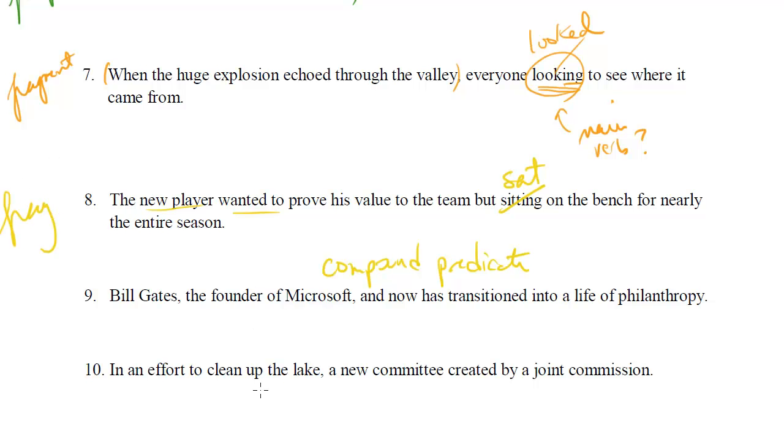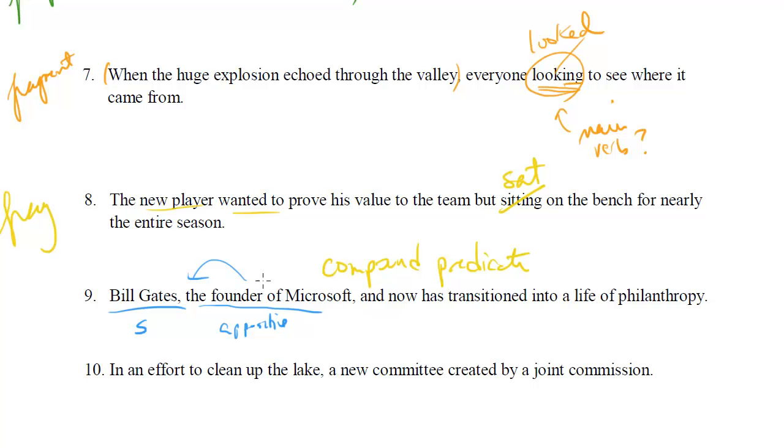"Bill Gates, the founder of Microsoft, and now has transitioned into a life of philanthropy." So wait a minute. We have our subject, then we've got what's called an appositive phrase, which is basically just renaming or describing the subject or the noun. So that's no problem. But then suddenly we have a comma and then we have "and." But there's no main clause here, right? This is just this subject just hanging here without a predicate, right?